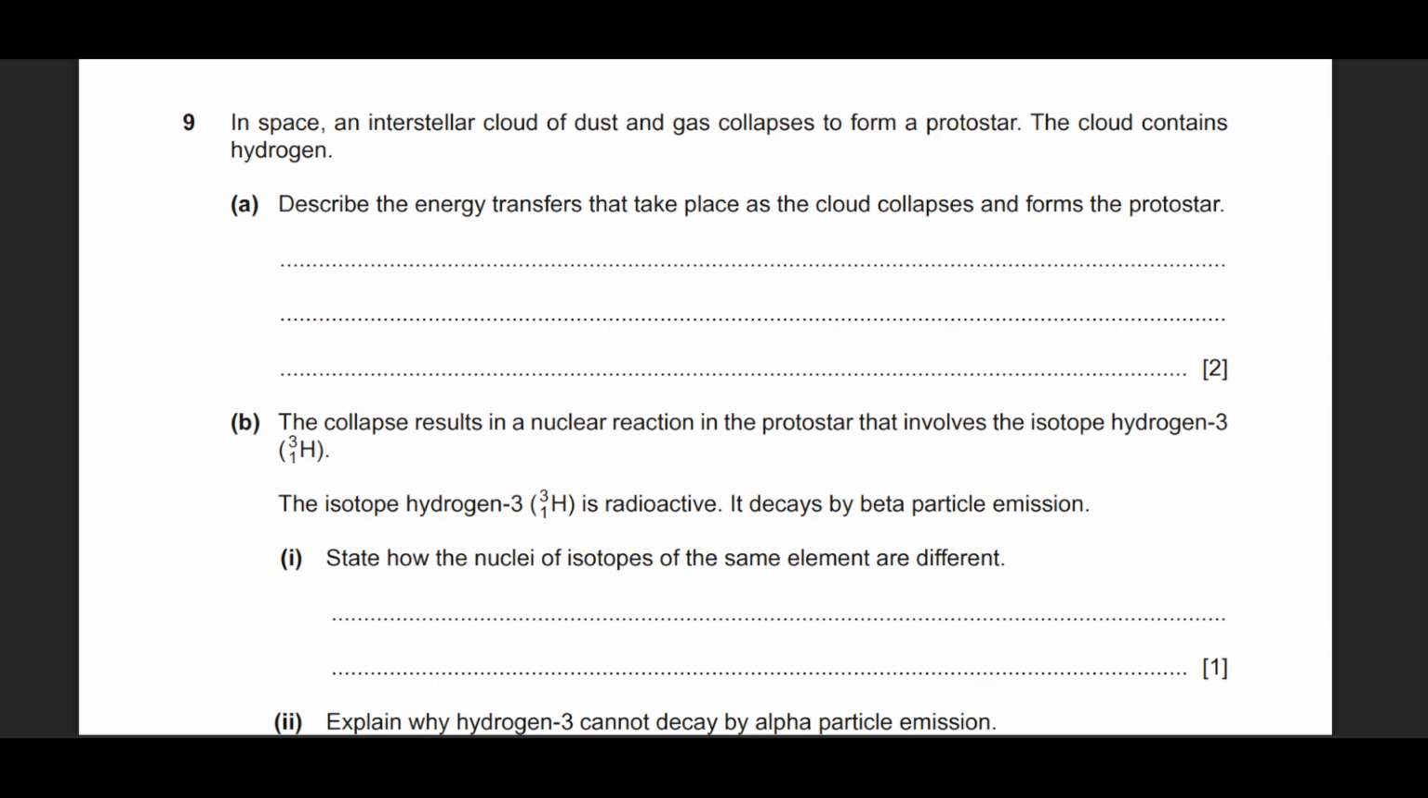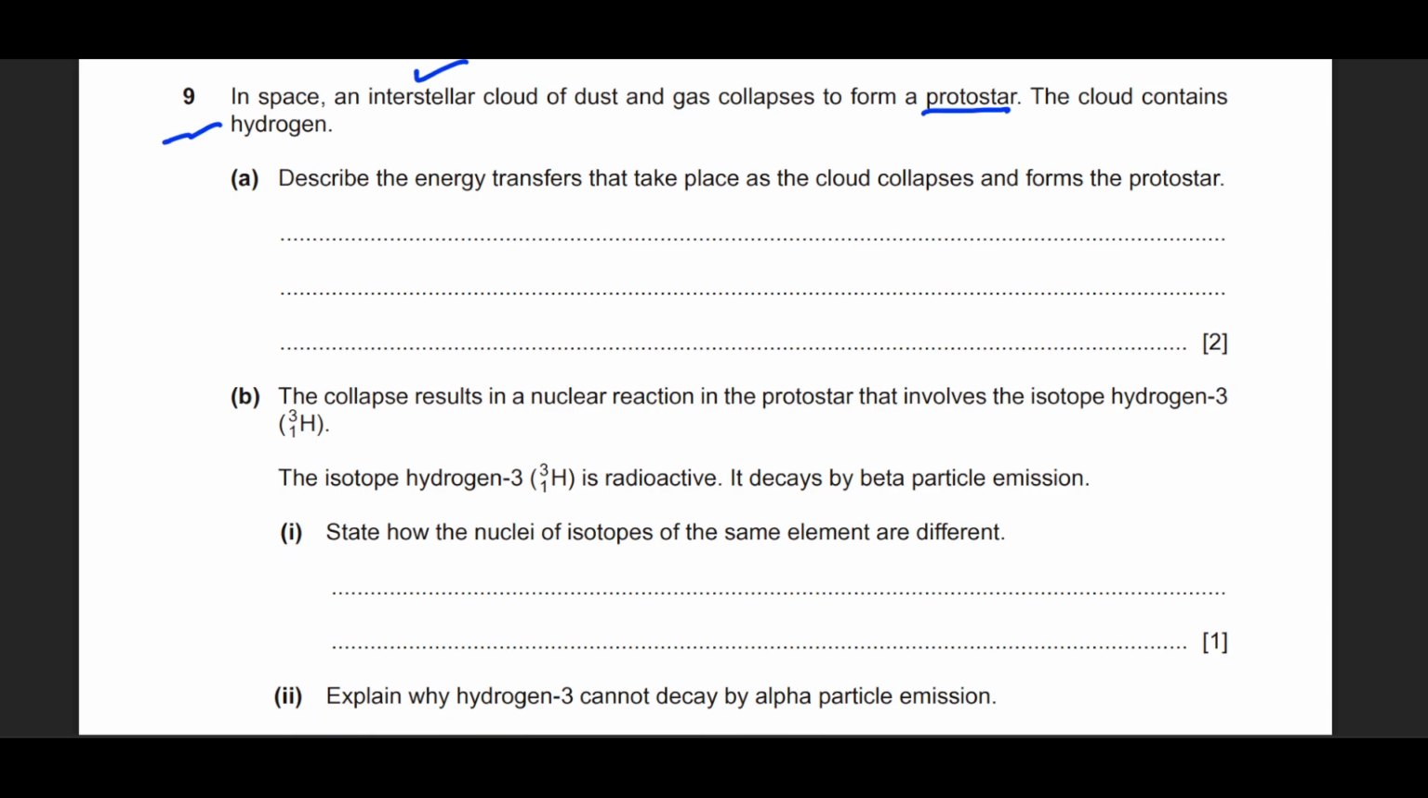Question number 9. This is from space physics, I believe so. So yes, an interstellar cloud of dust and gases becomes a protostar. This is when it is trying to get birthed. This is when it is starting to form. Contains hydrogen. Okay, we know this. Describe the energy transfer that takes place when the cloud collapses and forms a protostar. So what happens when this takes place? So the gravitational potential energy of the imploding mass due to gravity is converted into thermal energy.